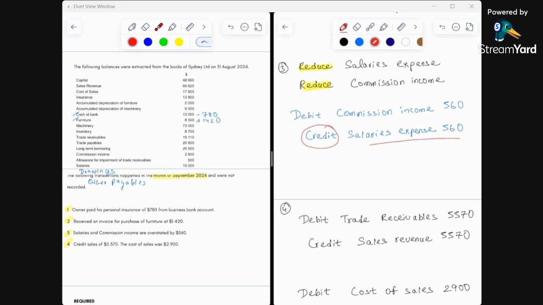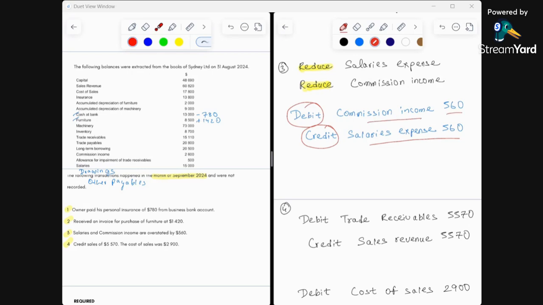Commission income account by default is a credit account. In fact, all income accounts by default are credit accounts, which means when they increase, we always credit them. Now that we have to reduce the commission income due to the overstatement which we have originally made, we now have to reduce that commission income by debiting it. So that's why we debit the commission income by $560.